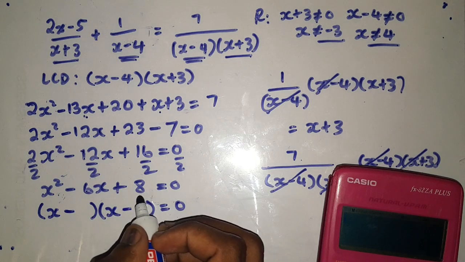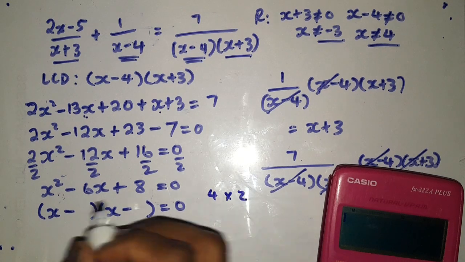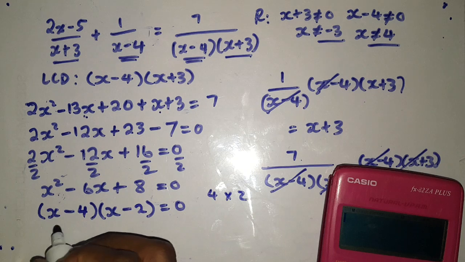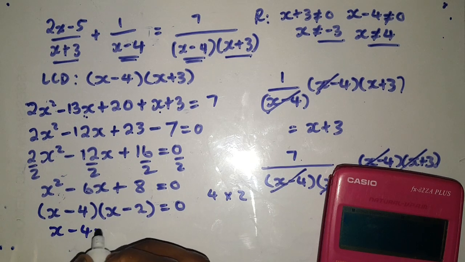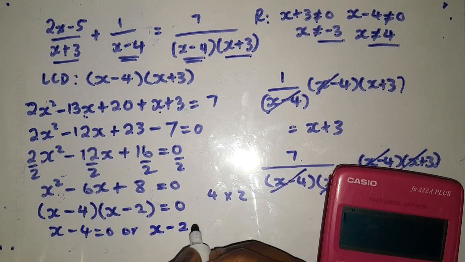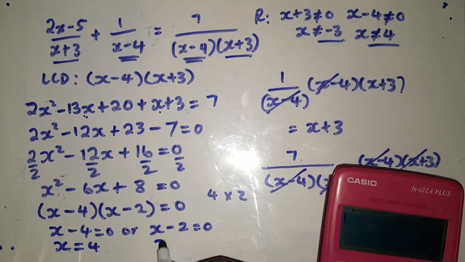What are the factors of 8 that give us 6? It's 4 multiplied by 2. Same sign. It's like I have 4, I have 2. Then at this point, you can use your zero factor theorem, which is x minus 4 equals to 0, or x minus 2 equals to 0. Finally, we are going to get x equals to 4, or x equals to 2.